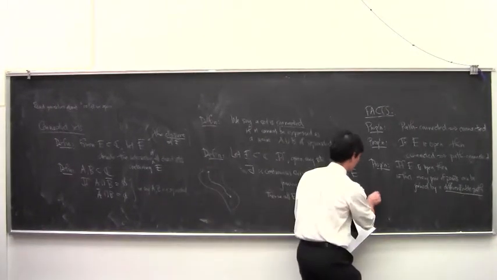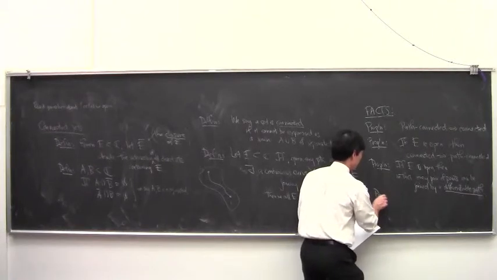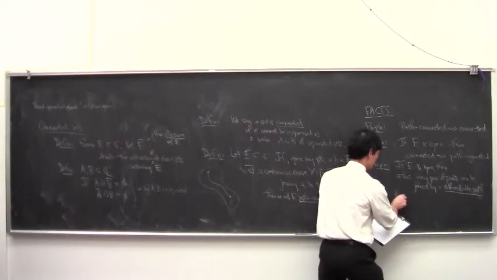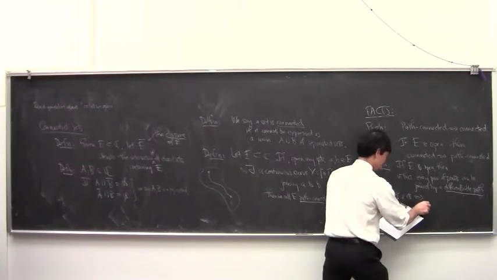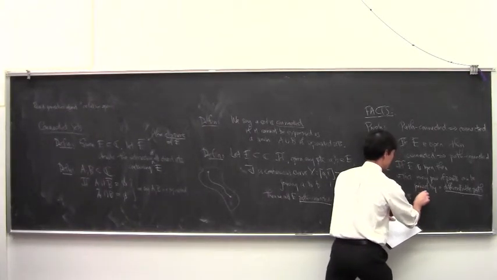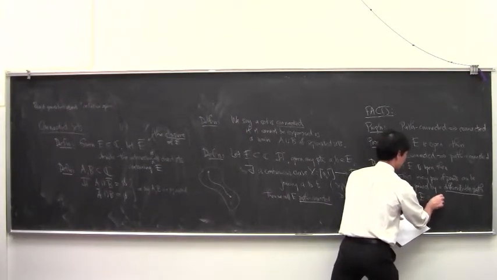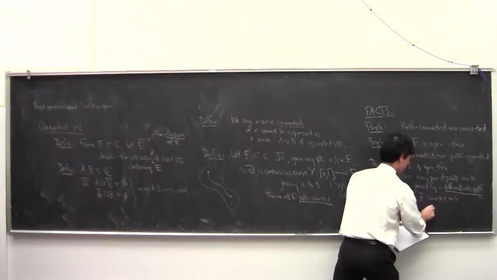And then the last thing that will be useful to us is that if F is continuous and the set is connected, then the image is also connected.